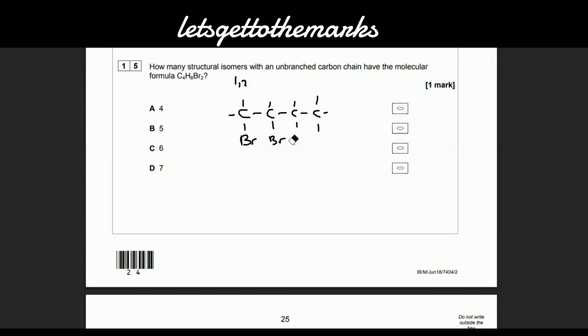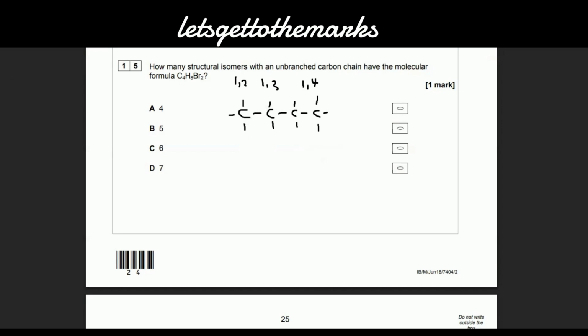Where else could I shift these bromines? I could shift one to here and have 1,3-dibromobutane. And I could have 1,4-dibromobutane. Remember, you can't have 3,4, because we do the lowest numbering. That just becomes 1,2 again, so we've already done that. It's always got to be the lowest. I can't have 2,4 because 2,4 is the same as 1,3.